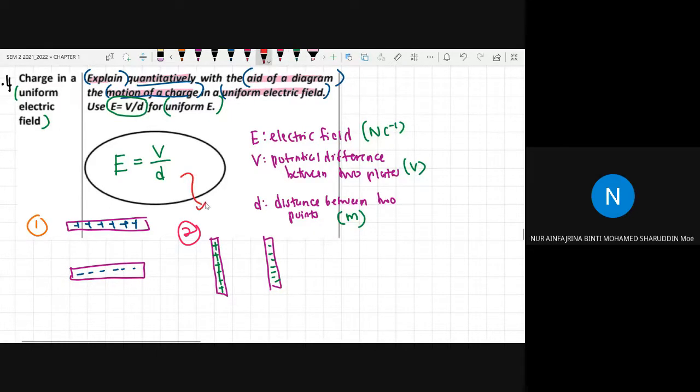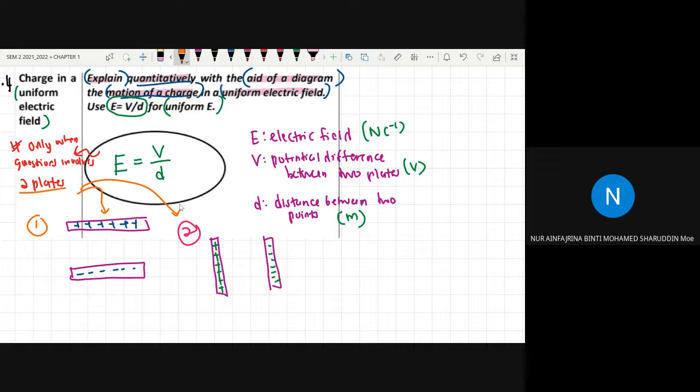So please make some remark, tolong buat remark untuk soalan ini adalah: only when questions involve two plates. Contoh two plates tu adalah di sinilah. Ini dan juga ini.